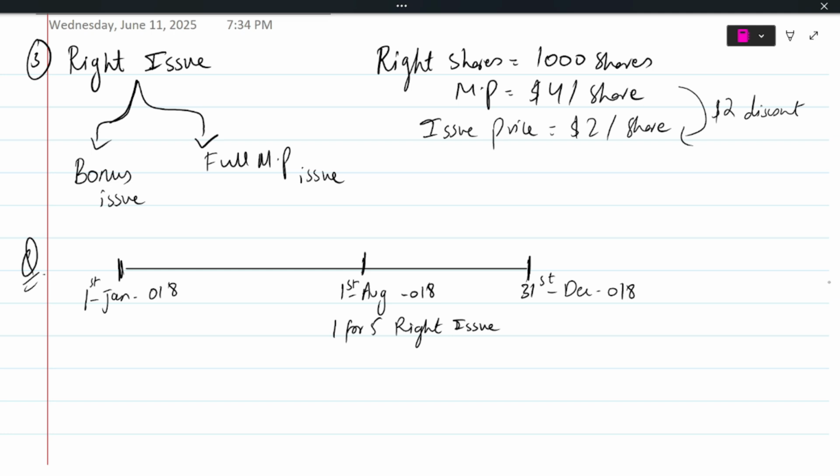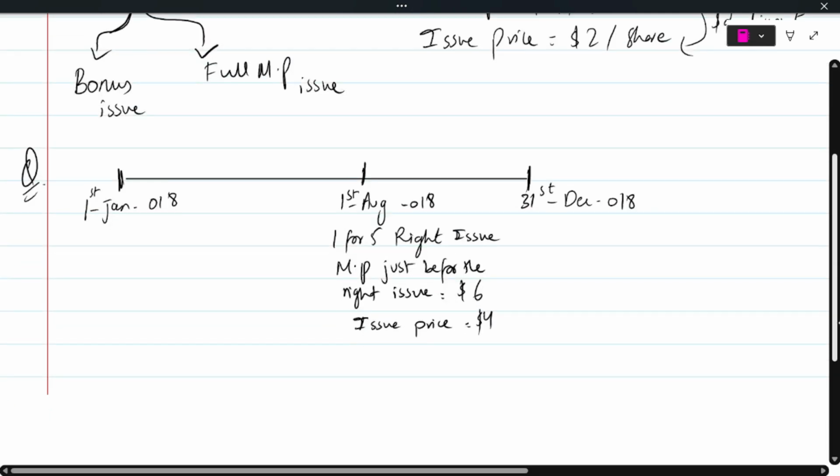Okay, the company does a 1 for 5 right issue, and the market price just before the right issue is given to us, let's say, $6. The issue price, because like I told you, right issues are always done below the market price. They are always issued at a price lower than the market price. So if it's $6, let's say that the issue price is $4, for example. So this is an example question.